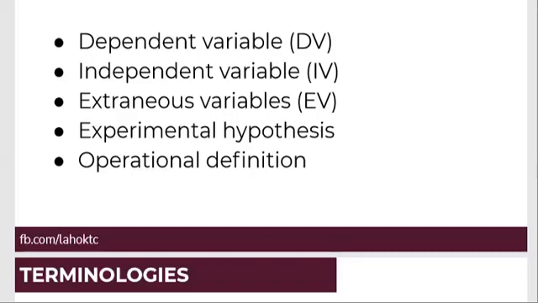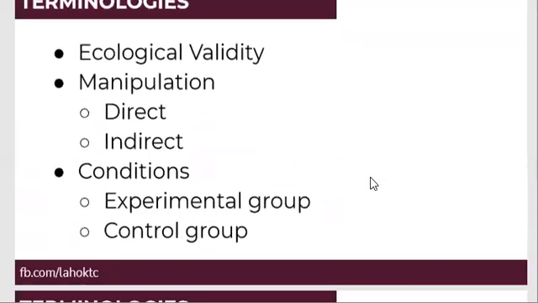We also have the ecological validity. In the previous lesson, we have learned about ecological validity. Particularly, it's used in the real world. So basically, ecological validity refers to the level to which an experiment can portray real life events. Okay, so on the other hand, we have the manipulation.